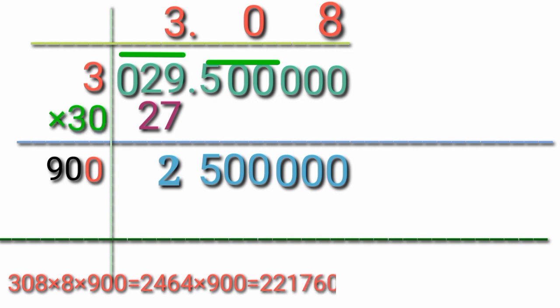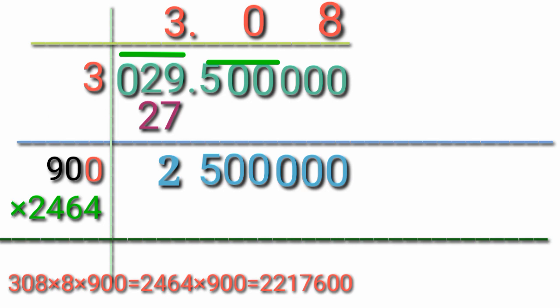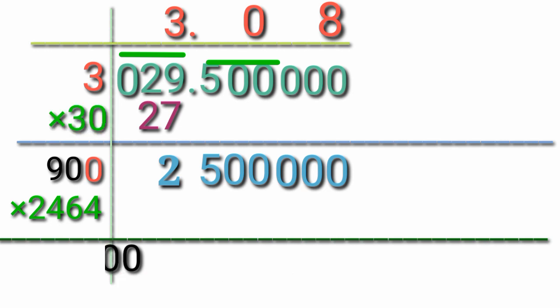Multiply 308 with 8. 8 into 8 is equal to 64. 8 into 3 is equal to 24. Multiply this quantity with 900. 9 into 4 is equal to 36. 9 into 6 is equal to 54, plus 3 is equal to 57. 9 into 4 is equal to 36, plus 5 is equal to 41. 9 into 2 is equal to 18, plus 4 is equal to 22.